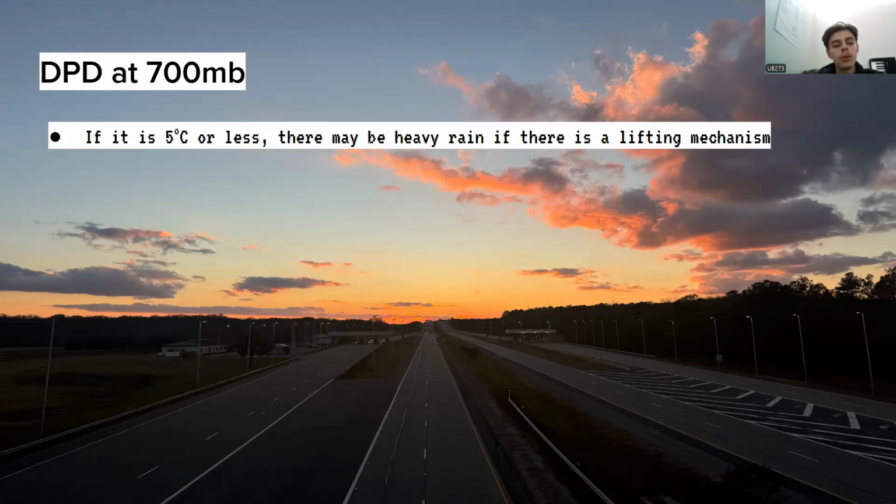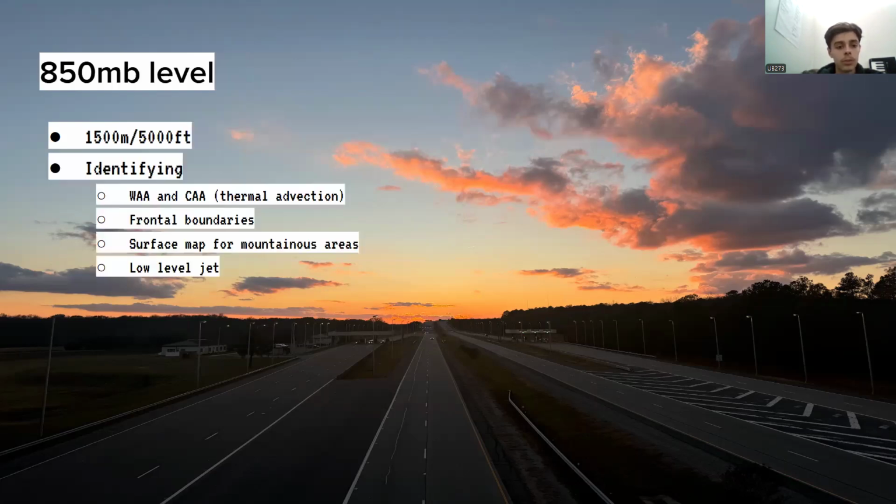It's also important to know for the dew point depression at the 700 millibar level, if it is 5 degrees Celsius or less, there may be heavy rain as a lifting mechanism. That's something else that you can know at this level.